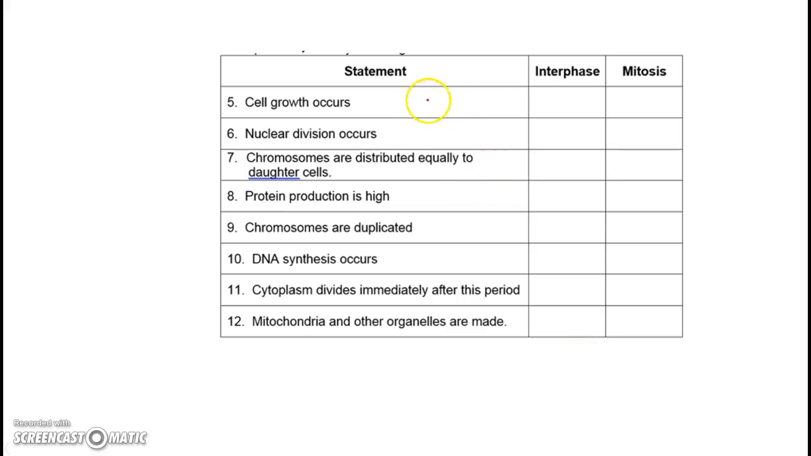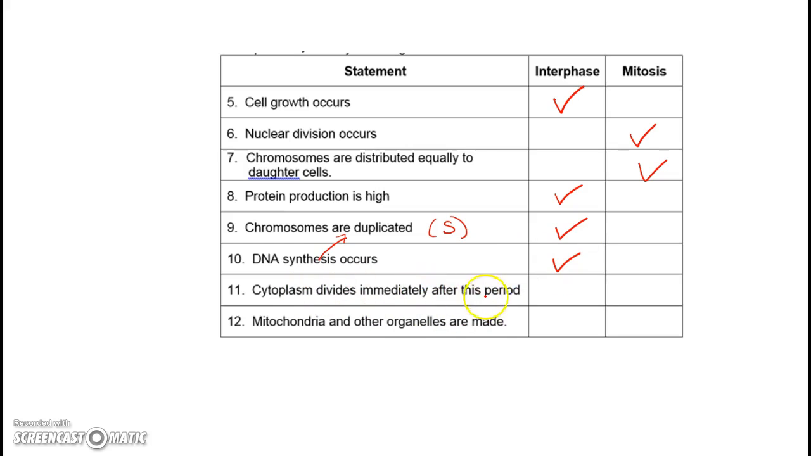All right, next one is this chart. So cell growth occurs during interphase. Nuclear division, that's mitosis, where we distribute chromosomes. Protein production, that's going to be high when the cell is growing, so that's going to be in interphase. We're going to duplicate the chromosomes during S phase, and that is part of interphase. DNA synthesis is the same thing as duplicating chromosomes, so that's going to happen during interphase.